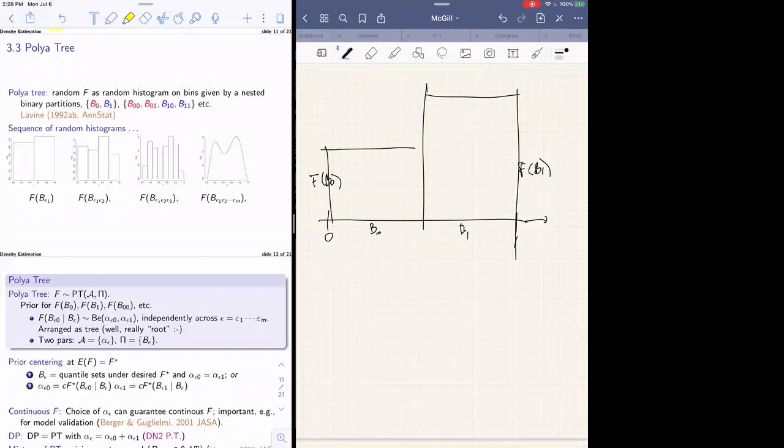Well, of course, a histogram with 2 bars is not exciting, right? So you might want to refine it into a histogram with 4 bars. To refine it into a histogram with 4 bars, I might do something like this.